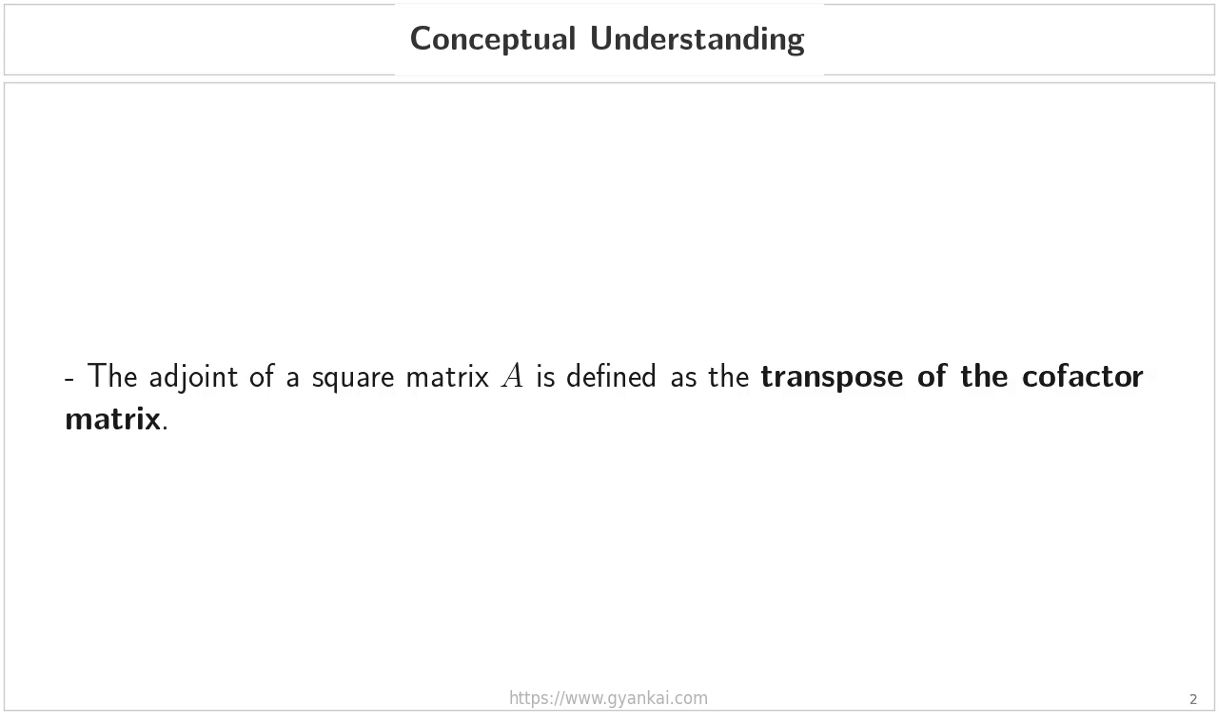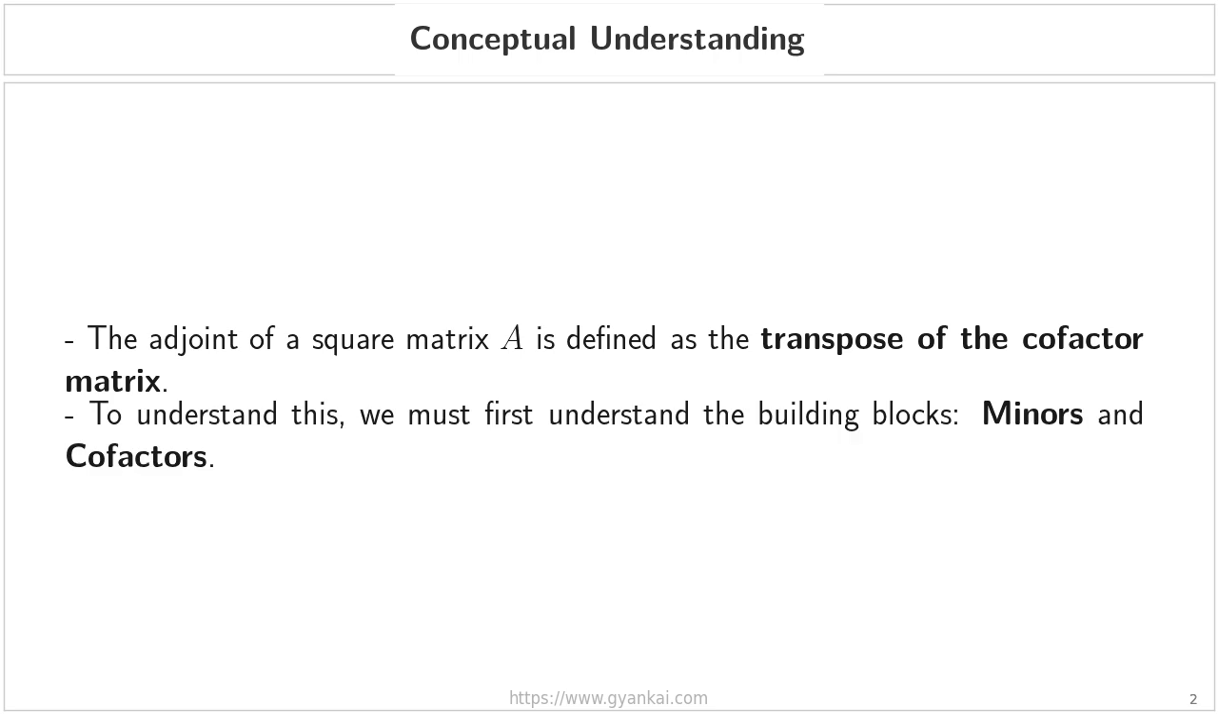Conceptual understanding. Now that we know why the adjoint is such a powerful tool in linear algebra, let's look at what it actually is. By definition, the adjoint of a square matrix, let's call it A, is simply the transpose of the cofactor matrix. I know that sounds a bit technical, so to really grasp this concept, we need to look at its fundamental building blocks, minors and cofactors. We are going to dive deep into those in just a moment.